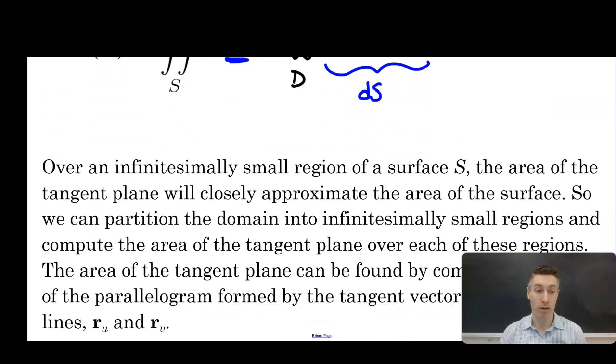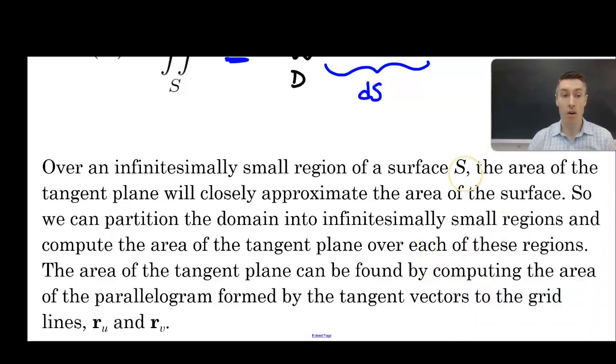So now, why does this work? Well, just briefly, over an infinitesimally small region of a surface S, the area of the tangent plane will closely approximate the area of the surface. If we're in a really small region, basically the tangent plane and the surface are indistinguishable. So we can partition the domain into infinitesimally small regions and compute the area of the tangent plane over each of these regions. And when we start summing up, that's where integration comes into play. The area of the tangent plane can be found by computing the area of the parallelogram formed by the tangent vectors to the grid lines, which are the partial of r with respect to u and the partial of r with respect to v.